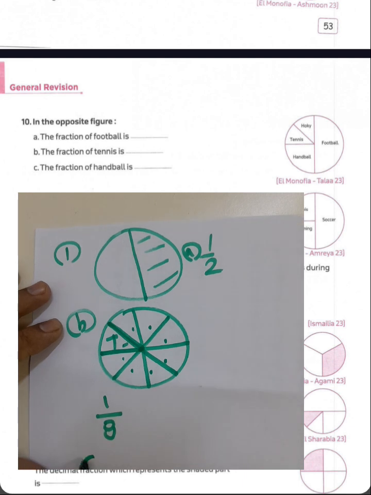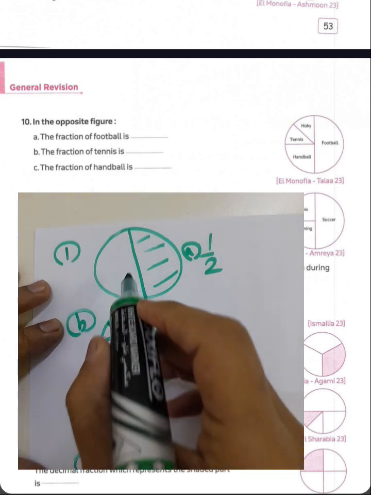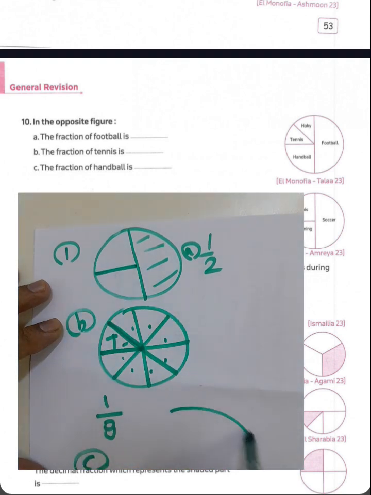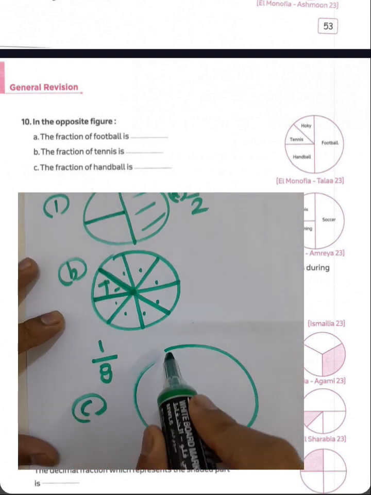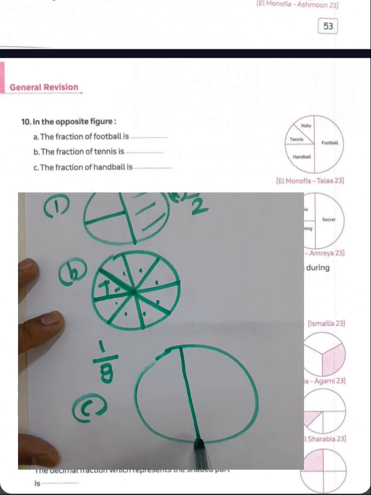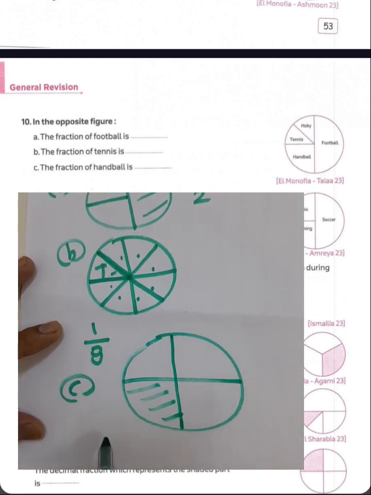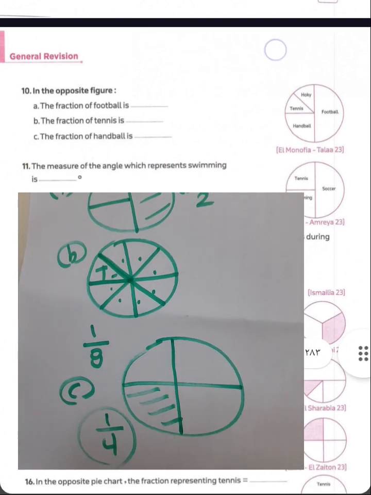And question letter C is the fraction of handball. Handball here, he colored here. Look at handball. I will draw a new circle, and handball here refers to the fourth of this circle. It's handball. Then the ratio will be 1 over 4. Okay, letter C. Okay, next question.